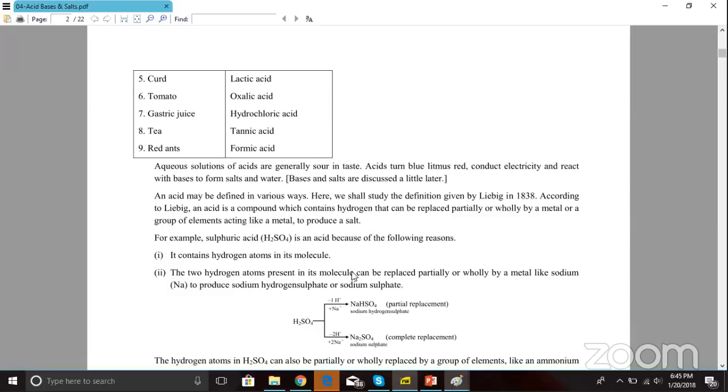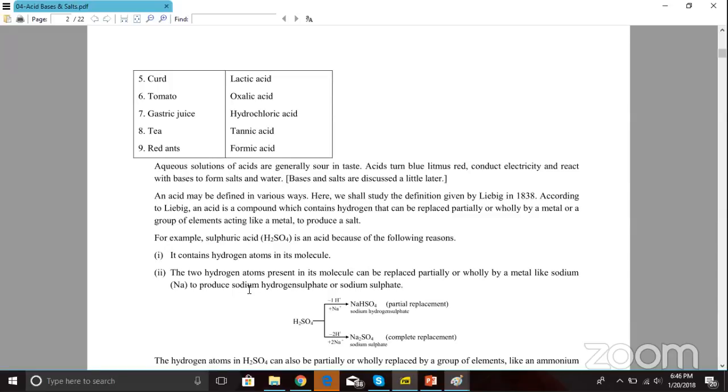For example, H2SO4, that is sulfuric acid. We call it an acid because it contains hydrogen atoms in the molecule, and the H2 indicates that there are two hydrogen atoms present in the molecule. So it can be replaced, completely or partially, by a metal like sodium. Why are we using sodium particularly here? Because sodium is a highly reactive metal, so it can replace the H+ from the sulfuric acid. In place of the hydrogen, we substitute one sodium atom.